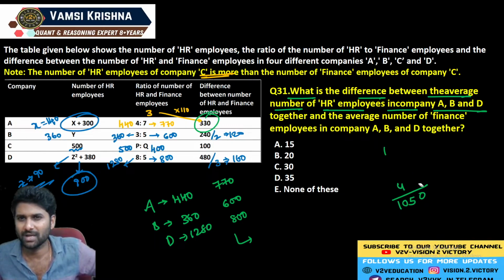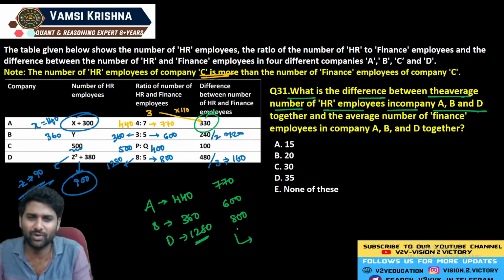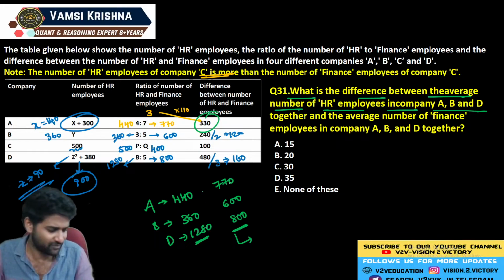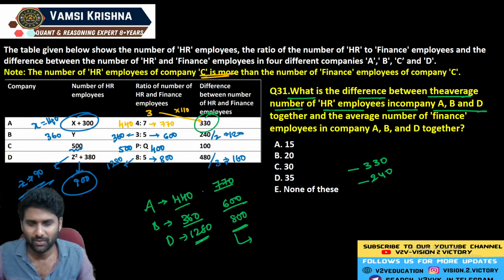Guys, here the question: what is the difference between the average of all the people, right? Okay, sum. Why? Because see here HR is more in a few cases. See here HR is more than the finance. So we have different cases. See, it's a difference of how much value. Check it out. See, it's a minus 330. Now here is also minus 240. Now here it's a more value, plus 480.